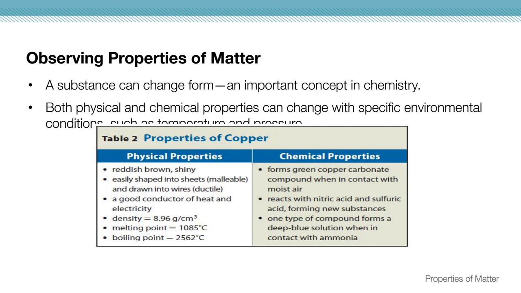But this is just a table that's comparing some physical and chemical properties so you can kind of see what that looks like. So if we're talking about copper, one of our elements, it is reddish brown. It has a density of 8.96 grams per centimeter cubed. It has a melting point of 1,085 degrees Celsius. Those are all characteristics that describe it without changing its composition. There is no new substance that would be formed.